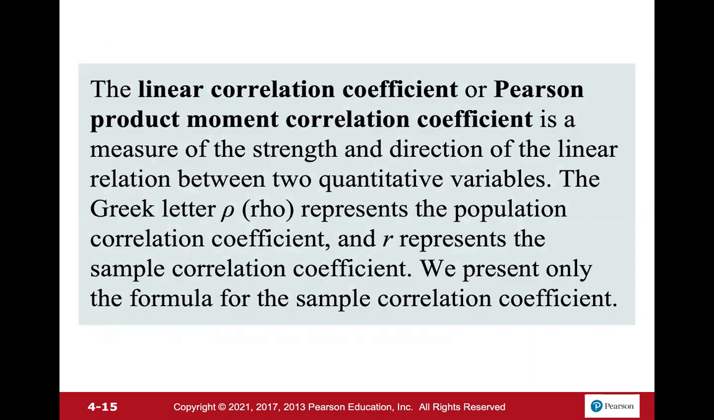All right, so now the linear correlation coefficient, or Pearson product moment correlation coefficient. So we're just going to say linear correlation coefficient. That is a measure of the strength and direction of the linear relation between two quantitative variables. The Greek letter rho represents the population correlation coefficient, and R represents the sample correlation coefficient. We'll present only the formula for the sample correlation coefficient. So we're going to work with R.